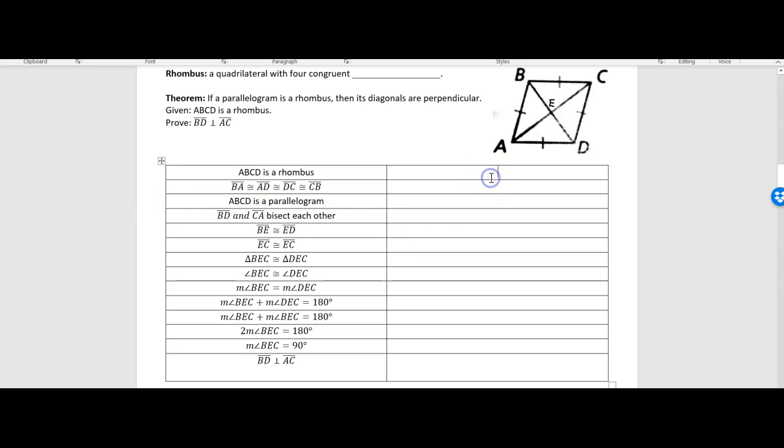Okay, first one is obviously given. ABCD is a rhombus. Then we are told that all four of these sides are congruent. BA, AD, DC, and CB. And that is the definition of a rhombus. That's what we looked at above. ABCD is a parallelogram. Well, this is kind of like our previous proof, right? If something is a rectangle, it has to be a parallelogram. Same with a rhombus. Rhombi, or you could say a rhombus, is, well, in this case I'm using plural, so I would say are parallelograms.